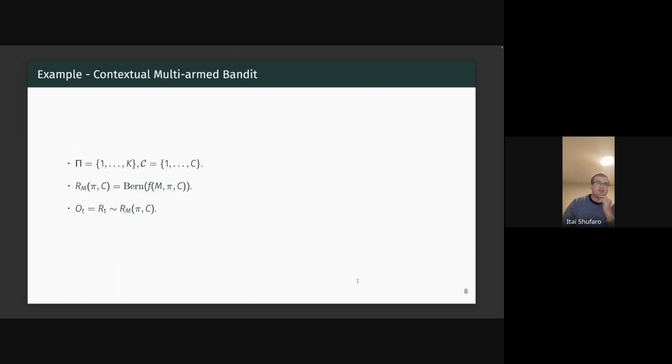So for just a short example to show how it covers common decision-making settings. For example, in a contextual multi-armed bandit, we can select a finite decision space and a finite context space. We can determine our reward distribution to be some Bernoulli, such that the mean is different for every model, decision, and context. And we can select our observations to be exactly the rewards. And then we can select the prior to be some arbitrary distribution over models. It doesn't really matter.